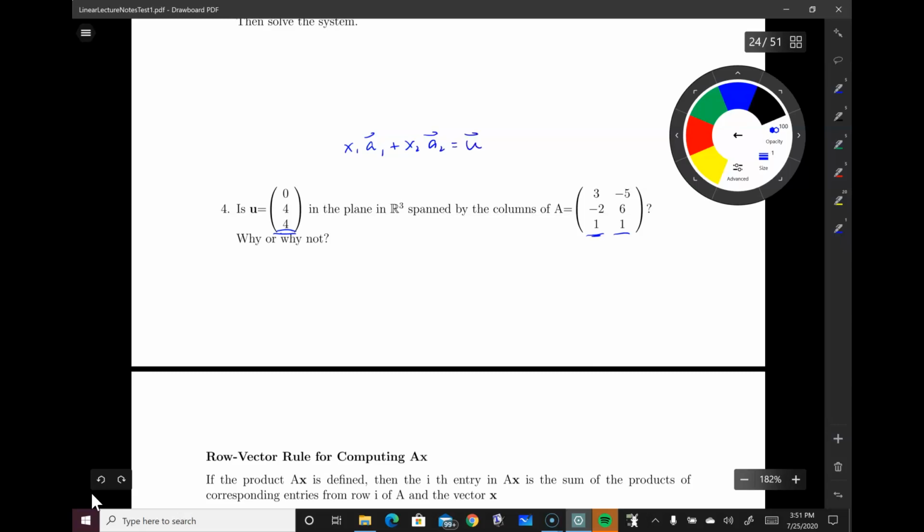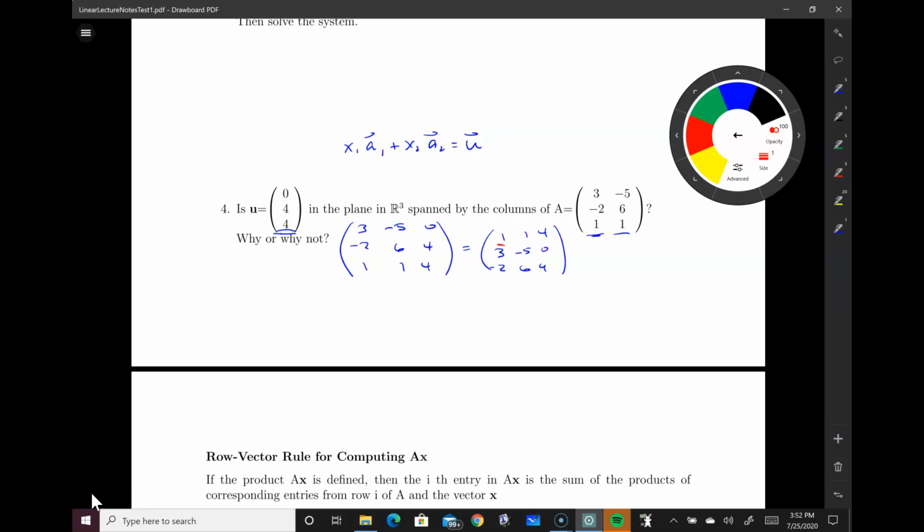equal to this vector u. So putting together the augmented matrix: negative 2, 6, 4; 1, 1, 4. Okay, remember, we can switch rows. So I'm going to switch the rows. I'm going to put this 1, 1, 4 up here, and I'm just going to move these two down. The reason I want to do that is I want this 1 here for the pivot. Now I'm going to multiply negative 3 times row 1 and add it to row 2.